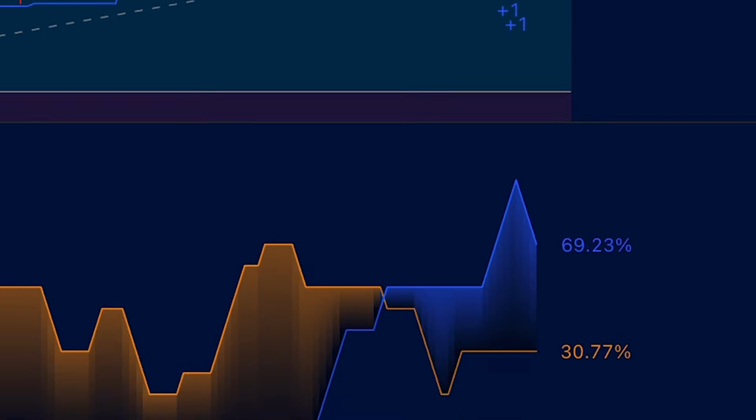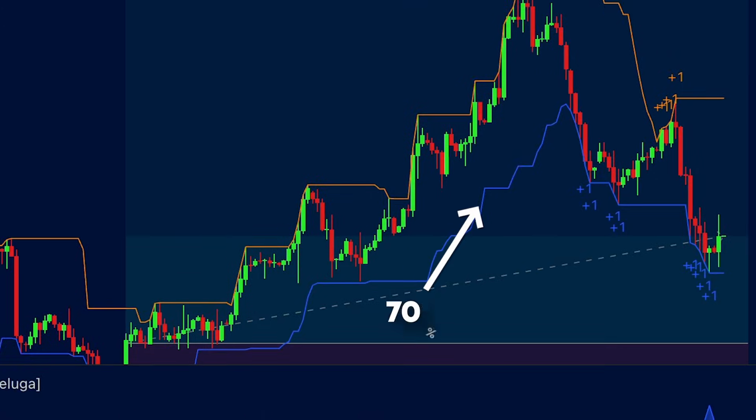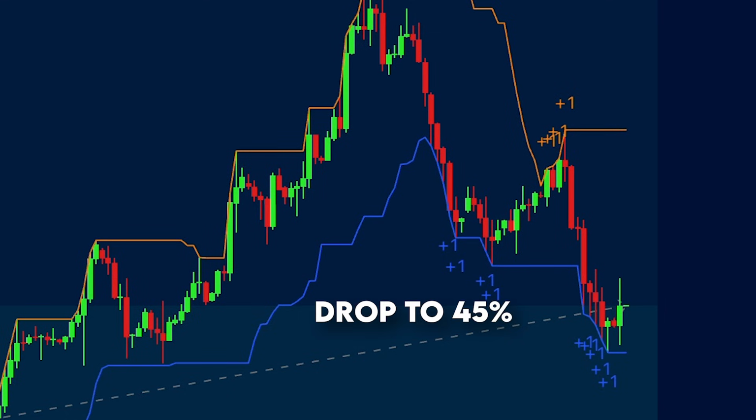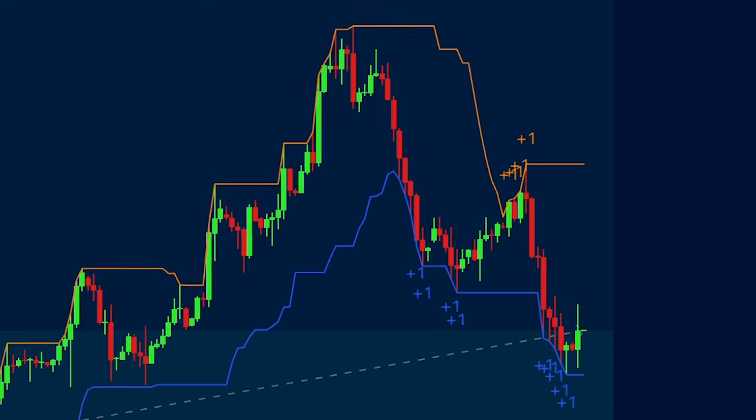The best reversal signals happen when the percentage crosses the 50-50 mark. So if you've been in a strong uptrend with 70% bullish readings and suddenly it drops to 48%, that's your exit signal. Doesn't matter what price is doing. The imbalance just told you the trend is over.